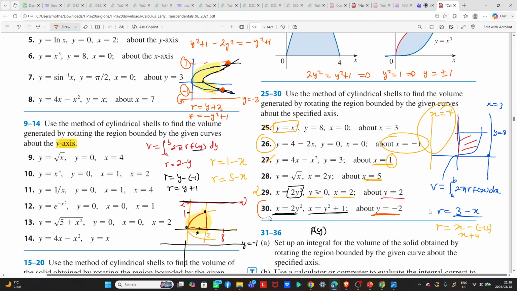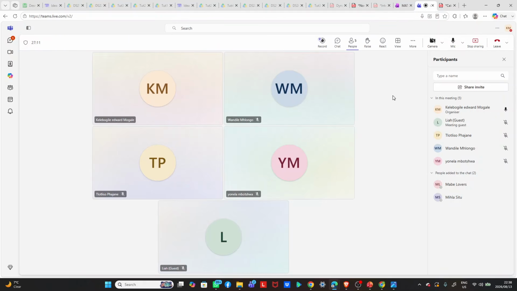So that is the analysis for this problem. I think I've said all the necessary stuff. Any questions from your end?